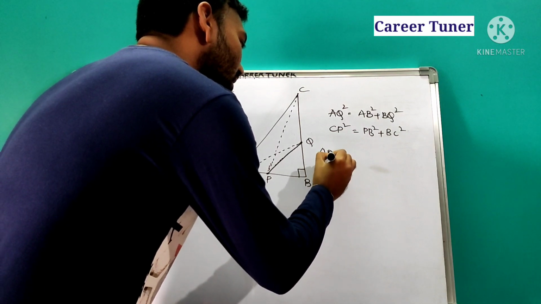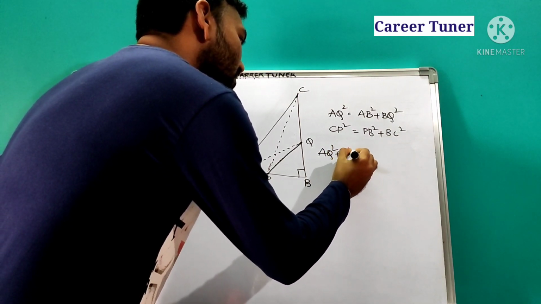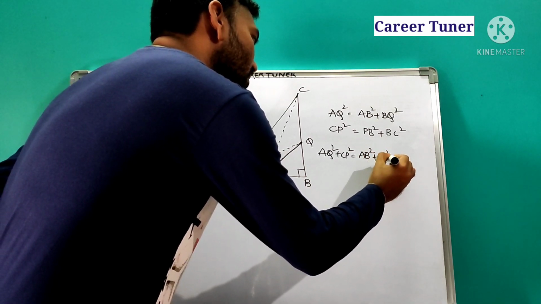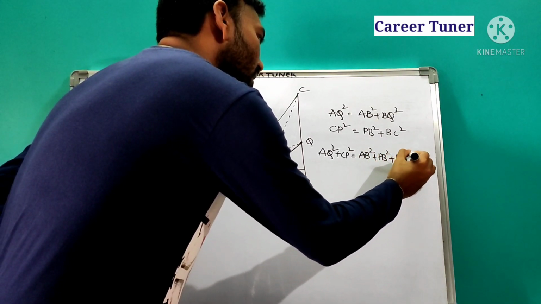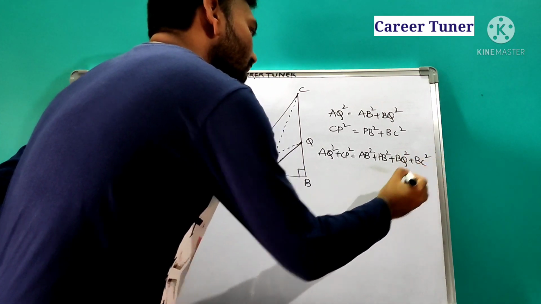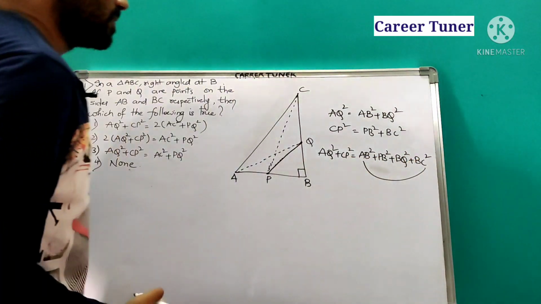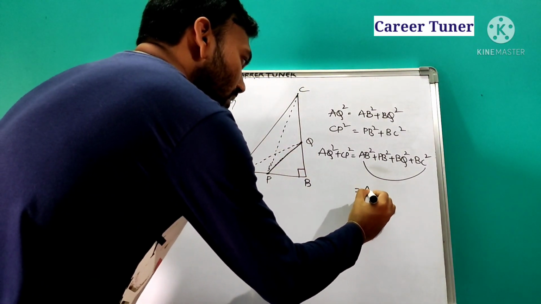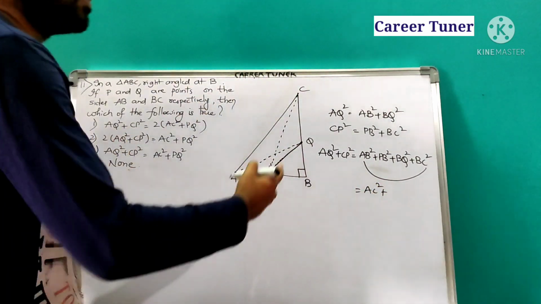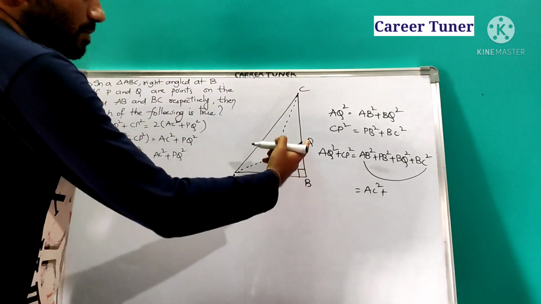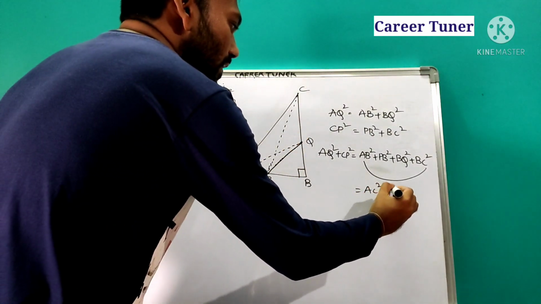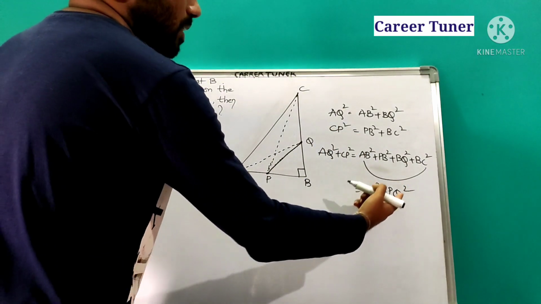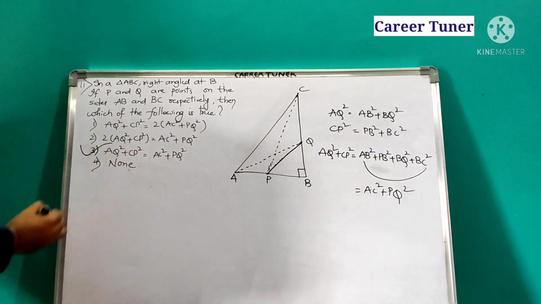So AQ square plus CP square is equal to AB square plus PB square plus BQ square plus BC square. Now AB square plus BC square is nothing but AC square. And next, PB square plus BQ square is nothing but PQ square. So AQ square plus CP square is equal to AC square plus PQ square. So the third option.